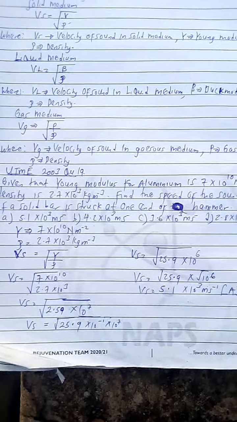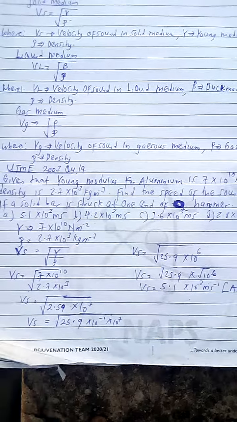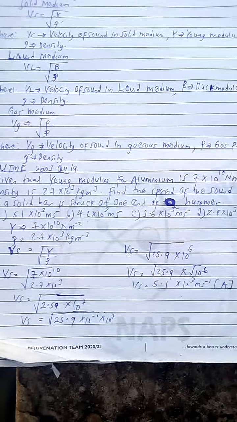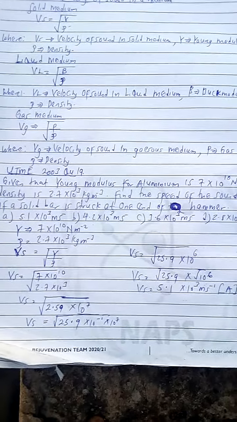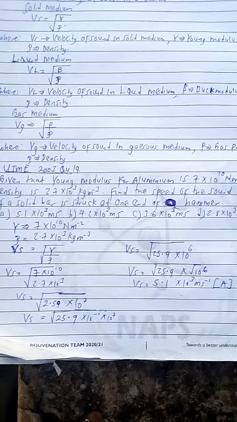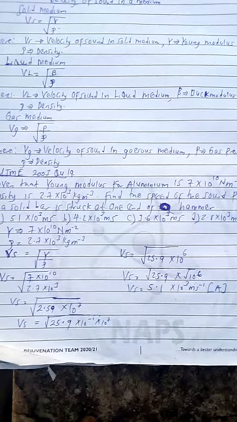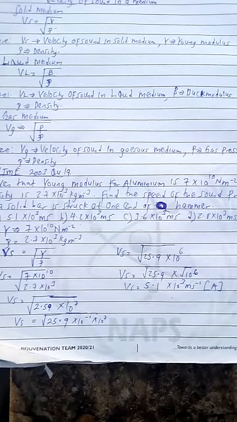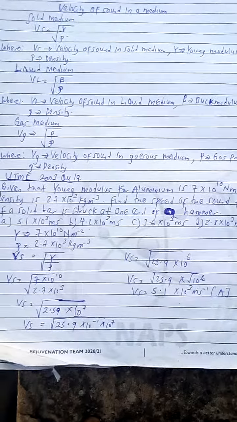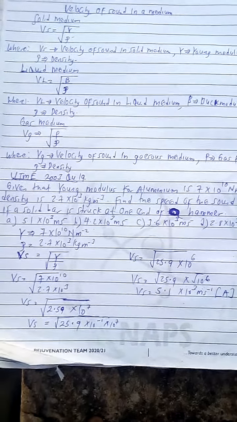So that will be equal to the square root of 25.9 times 10 raised to the power minus 1 plus 7, that's times 10 raised to the power 6. And the square root of 25.9 is 5.1. The square root of 10 raised to the power 6 is 10 raised to the power 3. So the answer is 5.1 times 10 raised to the power 3 meter per second.